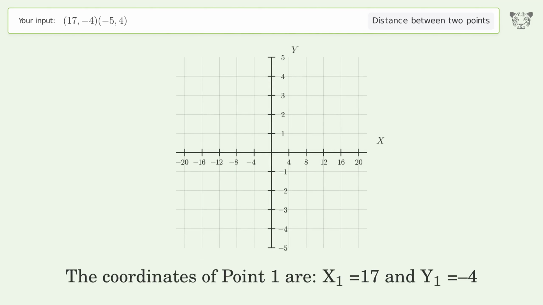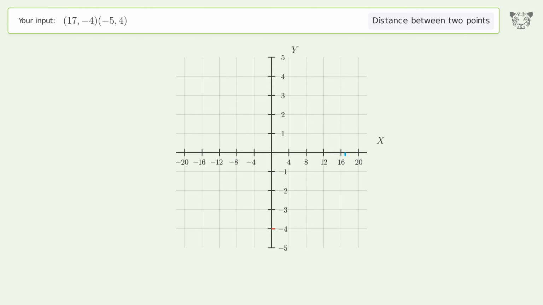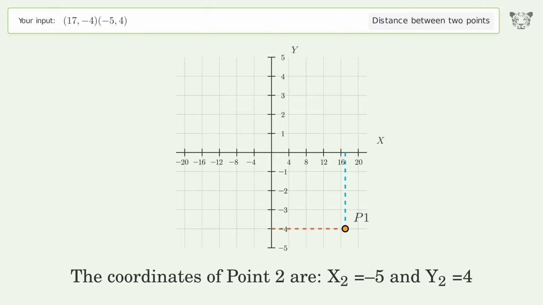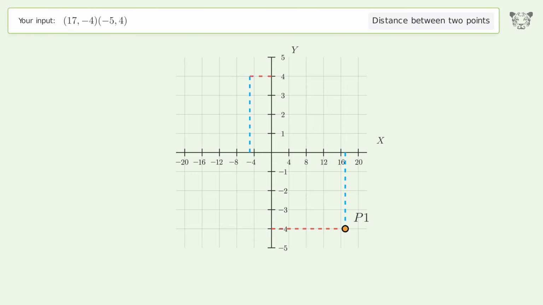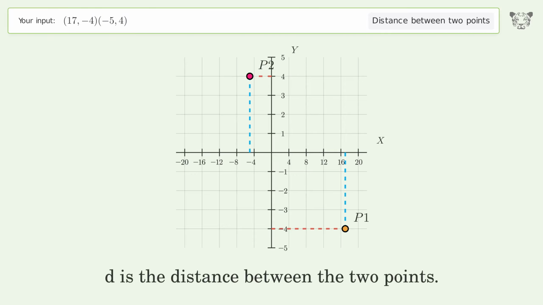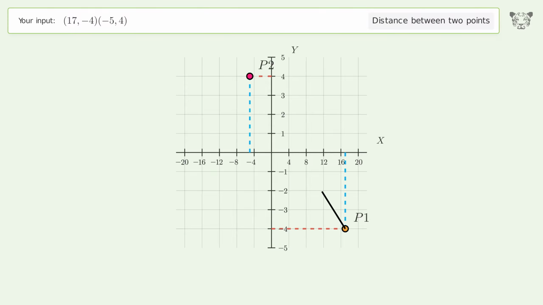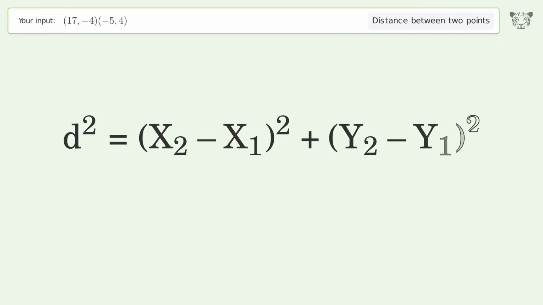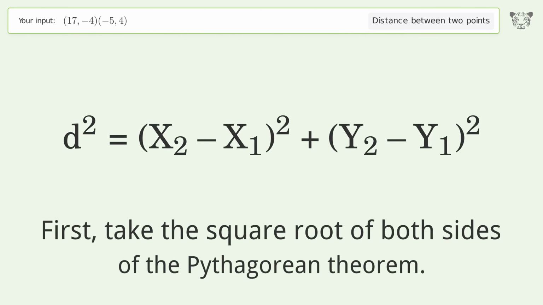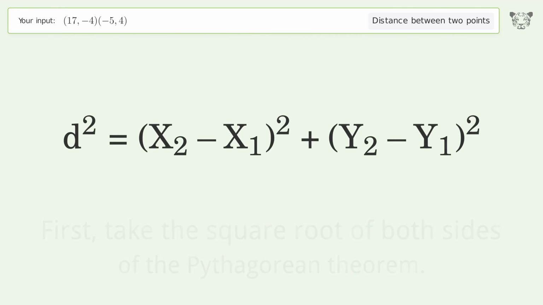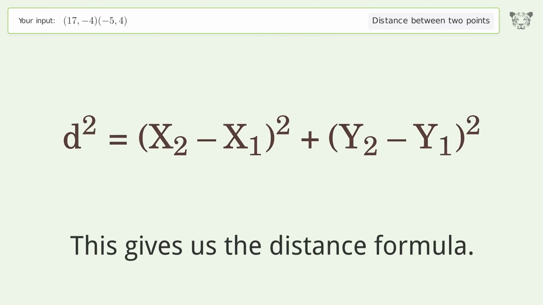The coordinates of point 1 are x1 equals 17 and y1 equals -4. The coordinates of point 2 are x2 equals -5 and y2 equals 4. D is the distance between the 2 points. First, take the square root of both sides of the Pythagorean theorem. This gives us the distance formula.